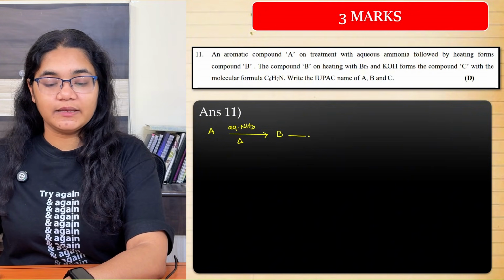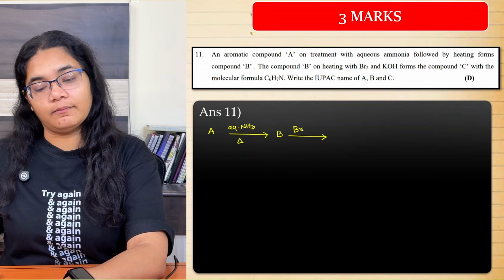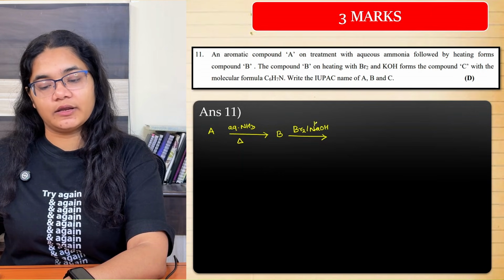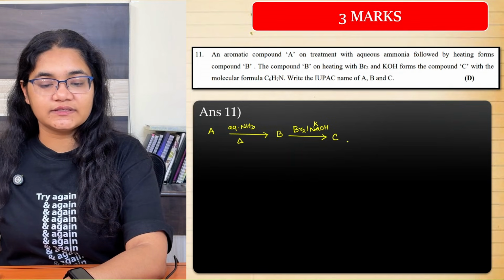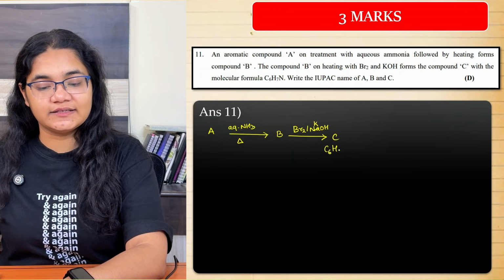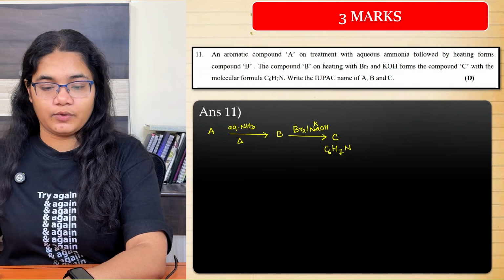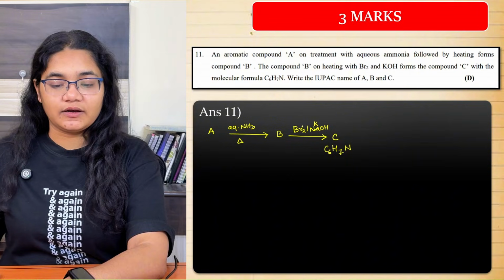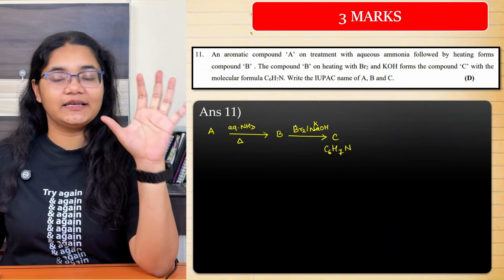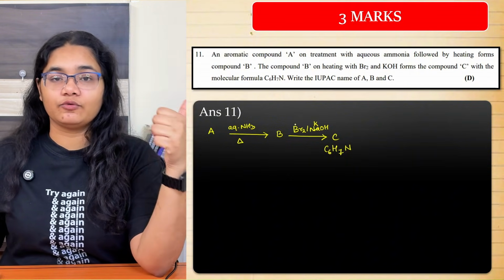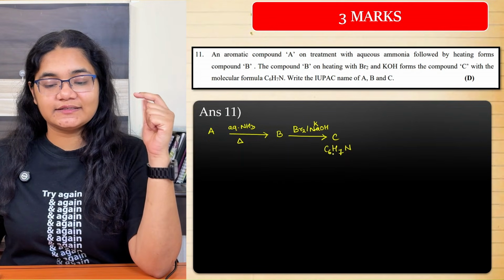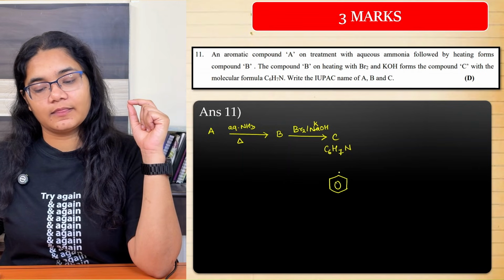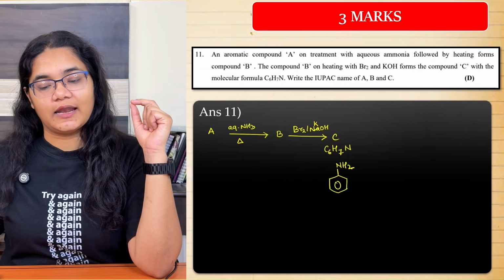Now the compound B on heating with Br2 and KOH, I have written NaOH, sorry, KOH, gives you compound C with the molecular formula C6H7N. Write the IUPAC name of A, B, and C. Now see, from the reagent bromine and KOH, you can easily identify that this has to be Hoffmann bromamide degradation. And C6H7N is nothing but your aniline, right? This has to be aniline.